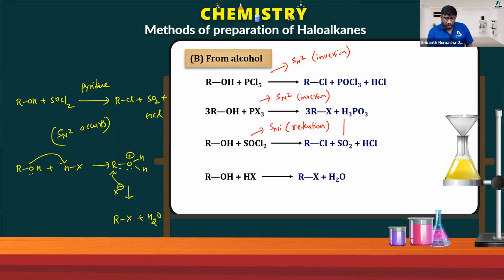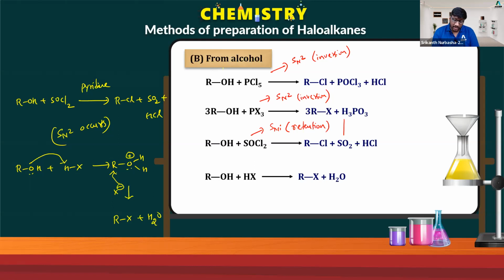When the more stable carbocation is formed, like 3 degree or more stable, then SN1 happens. If the less stable carbocation is formed, then SN2 occurs. Okay, we'll just look at the same reaction.